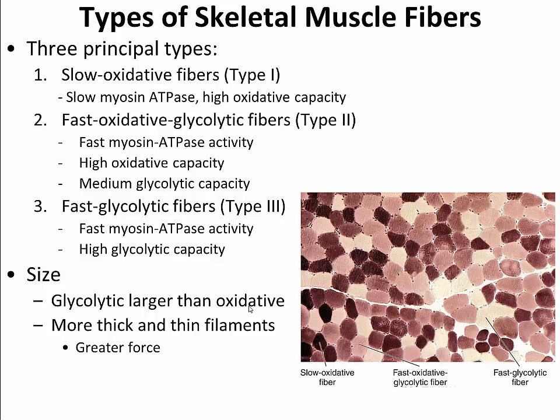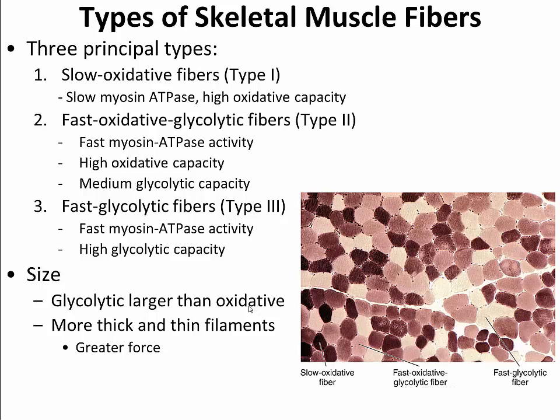Number two, we have fast oxidative glycolytic fibers, type 2 fibers. So these fibers have fast myosin ATPase activity, so the myosin heads undergo power strokes fairly rapidly. They have a high oxidative capacity and a medium glycolytic capacity. So in other words, much of their energy is made via oxidative phosphorylation, but they do utilize glycolysis to some extent to create ATP.